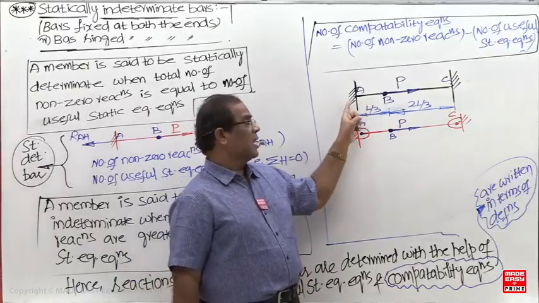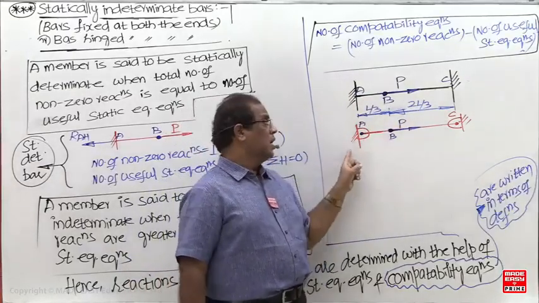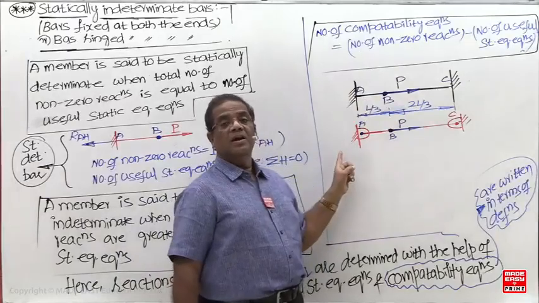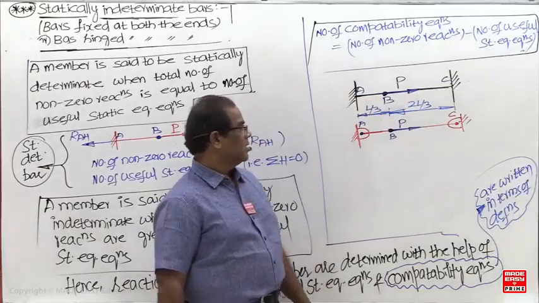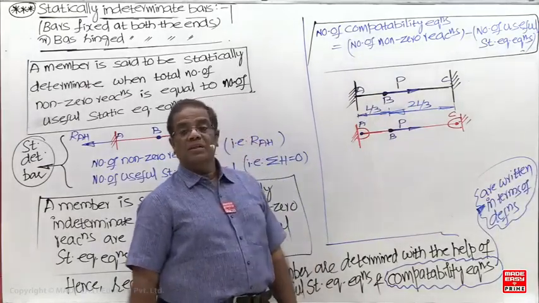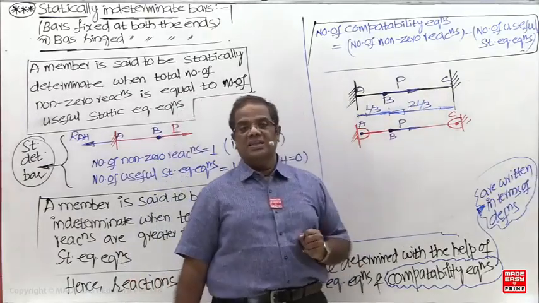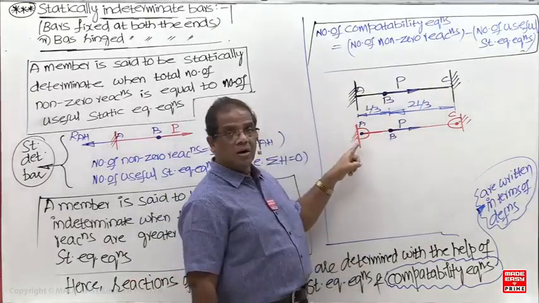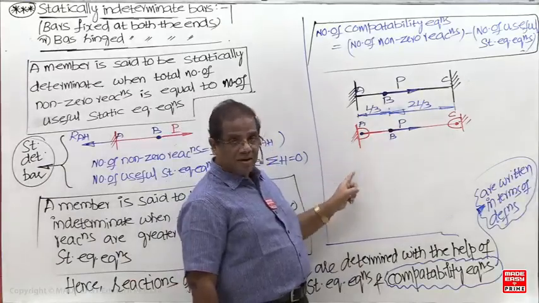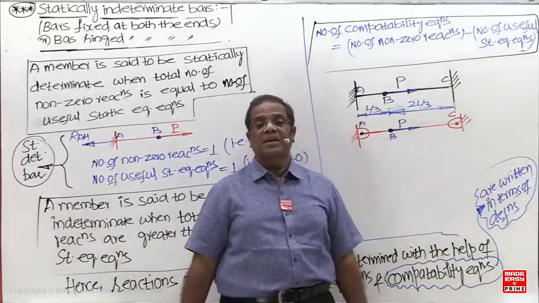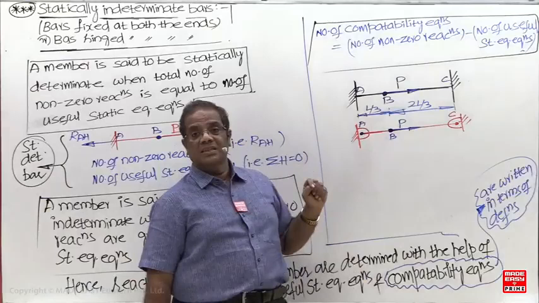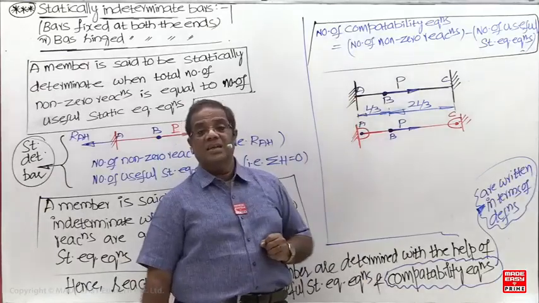Three options are there: either two fixed supports, or two hinge supports, or one fixed and one hinged. Both are what here? The total number of reactions: here 3, here 3, total is 6. Here, what is the total now? 2, one horizontal and one vertical. Here the total number of reactions is 4, and there the total number of reactions is 6.